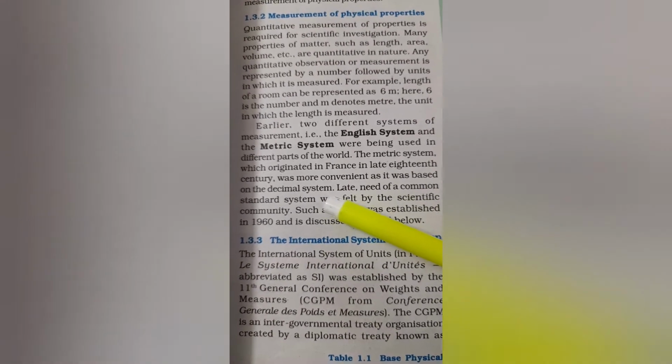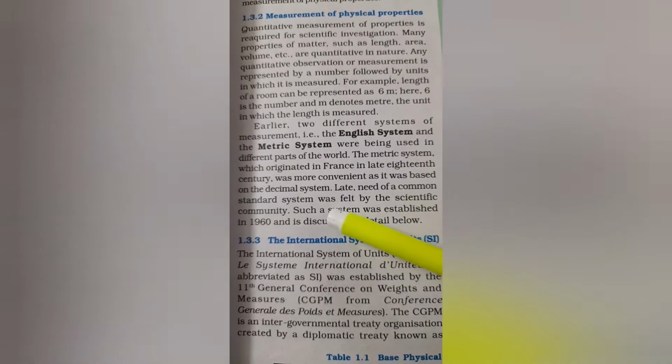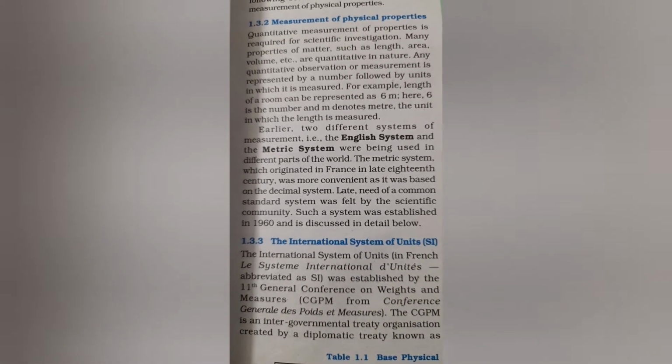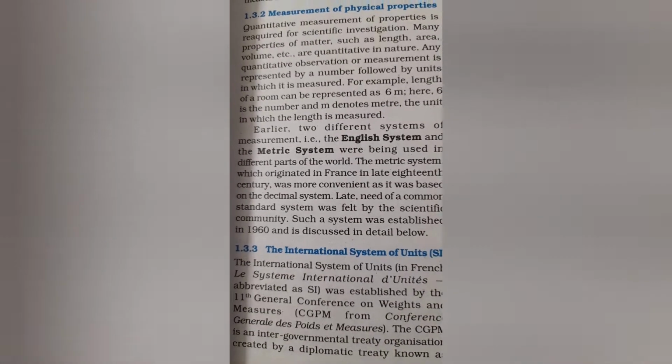Earlier, 2 different systems of measurement were there, the English system and the metric system. These were used in different parts of the world. The metric system originated in France in the last part of the 18th century, and it is more convenient as it was based on the decimal system. But later a need arose for a common standard system. See, every part of the world should have a uniform system, isn't it? Such a system was established in 1960, which is known as the International System of Units or SI system. We'll stop here for today's class, and next class we'll continue with the SI system.